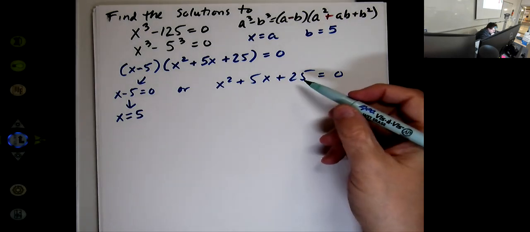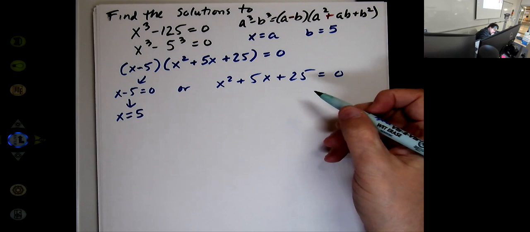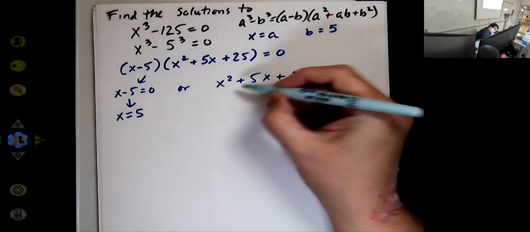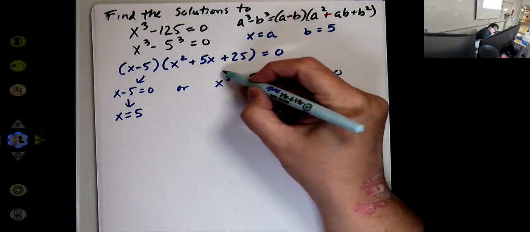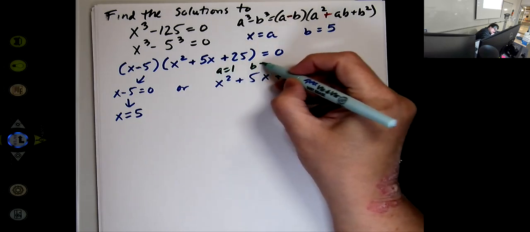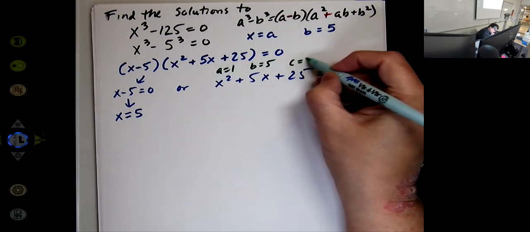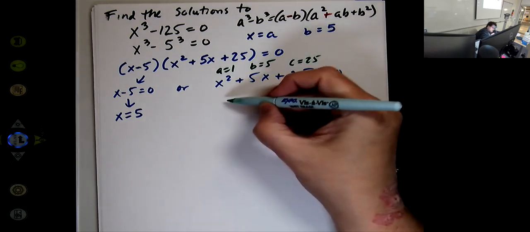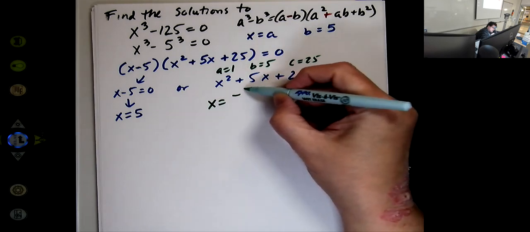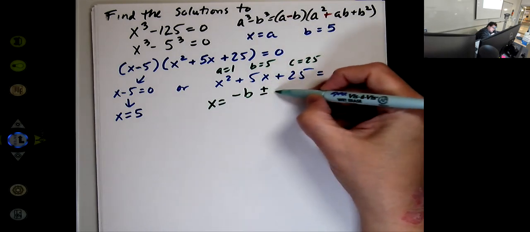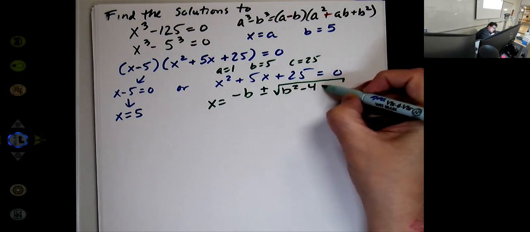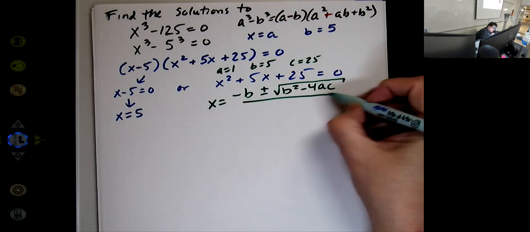25 doesn't factor in a way that I can do this well, so I don't want to complete the square. I'm just going to use the quadratic formula. So I've got a equals 1, b equals 5, c equals 25. And as a reminder, we're doing x equals negative b plus or minus the square root of b squared minus 4ac all over 2a.